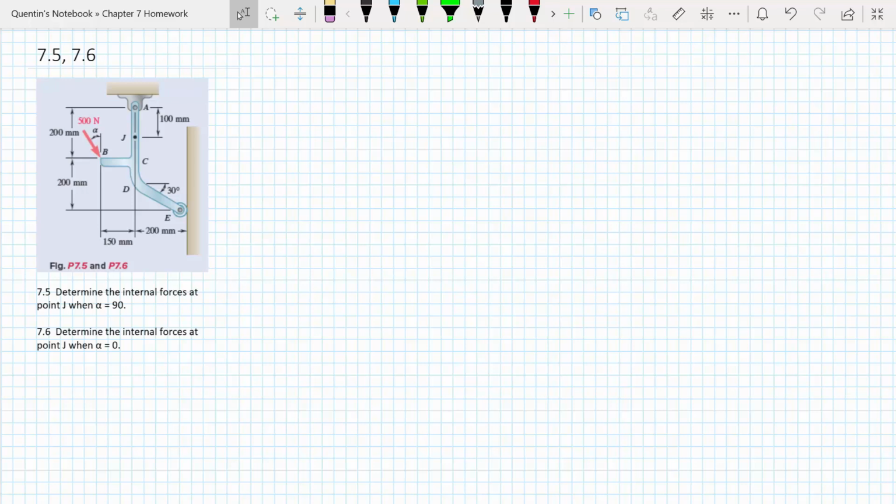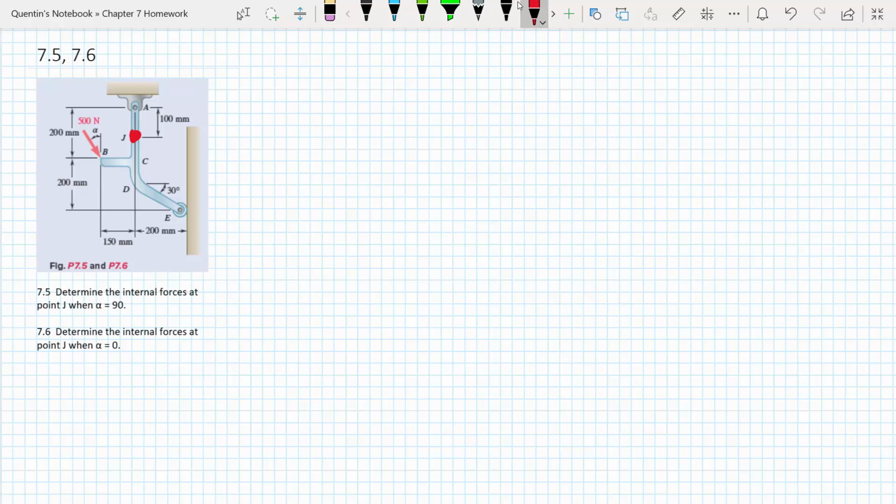Okay, let's look at problem 7.5. Actually, we're going to look at problem 7.5 and 7.6. We'll do them both. It's just the same setup with different angles. What we're supposed to do is determine the internal forces at point J. So we're looking right here, when in the first one this alpha is equal to 90.